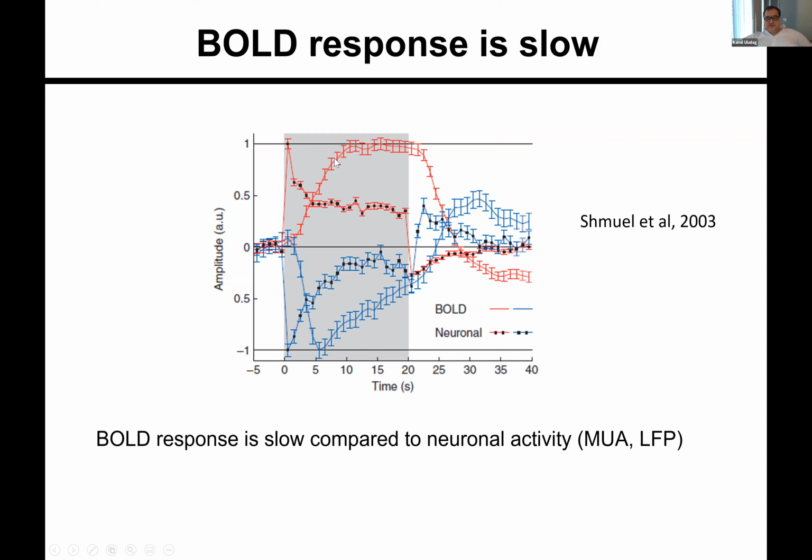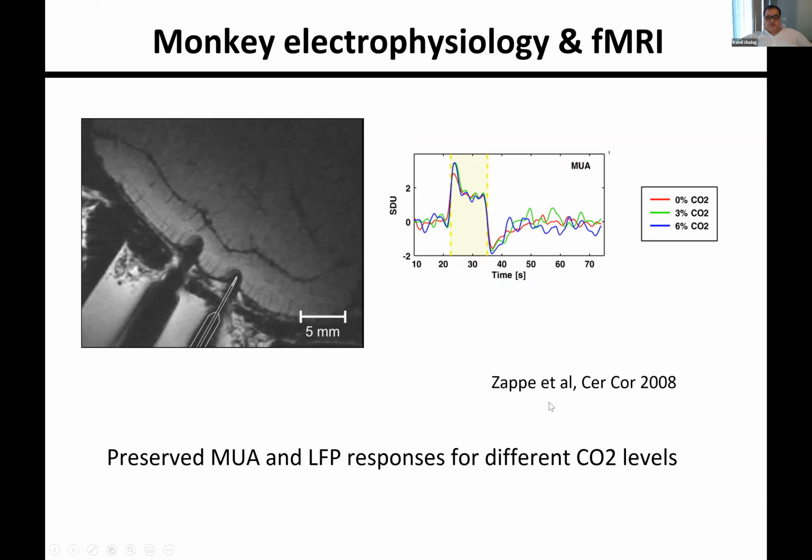The fMRI signal is this other red curve. What you notice, it's from the same sort of area, but the fMRI signal is much, much slower. So one question is, why is the fMRI signal so slow compared to neuroactivity, multi-unit activity, or local field potential? And when I went to Tübingen, I suggested Nikos Logothetis to do this kind of experiments.